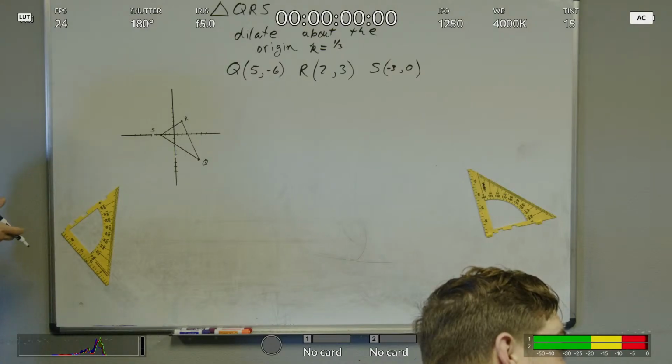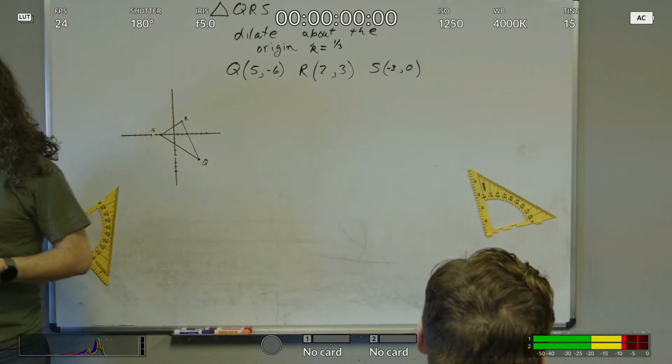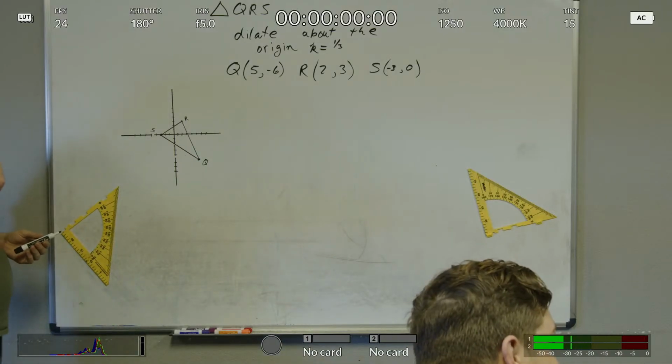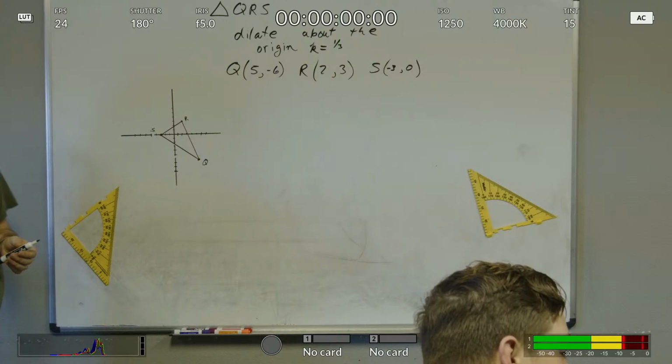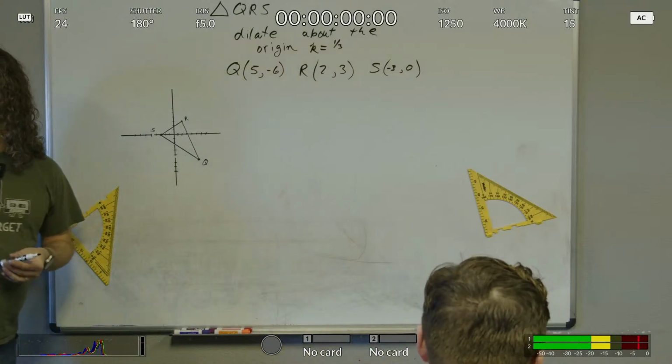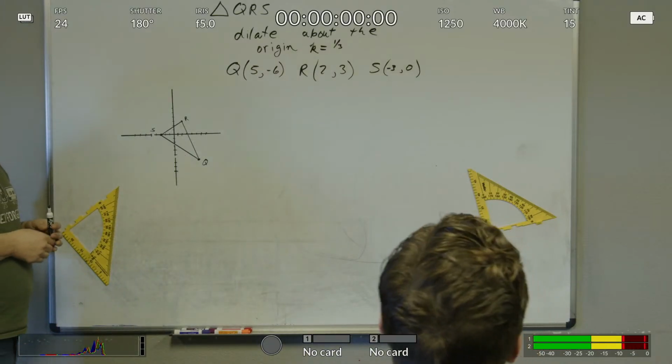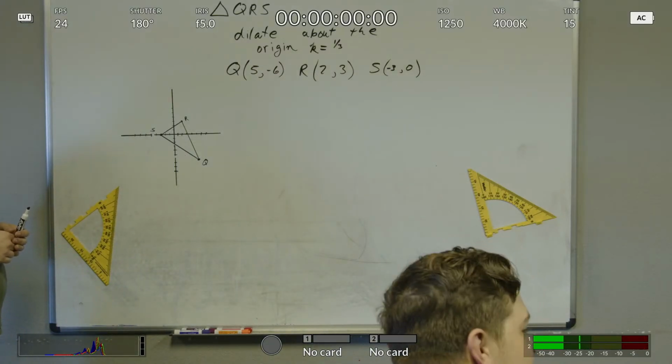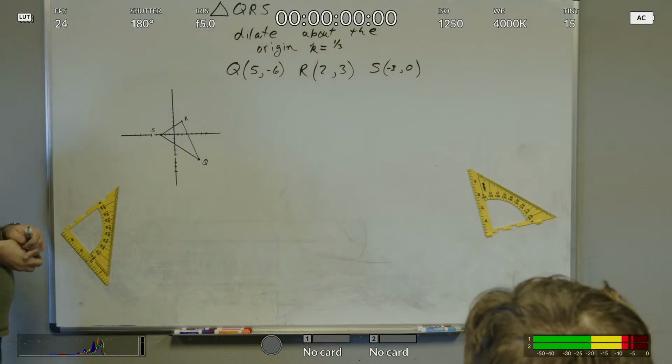So, how do you think we figure out what Q prime, R prime, and S prime are? You multiply them by 1/3. If we divide by 1/3, then we'd be multiplying by 3. We don't want to do that. Yeah, we divide them by 3. Every single number by 3.